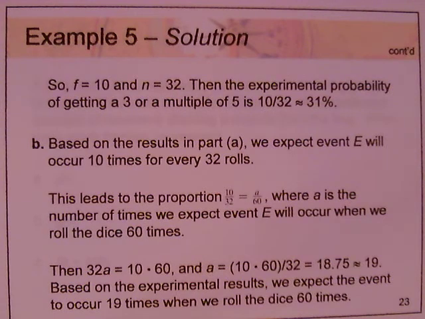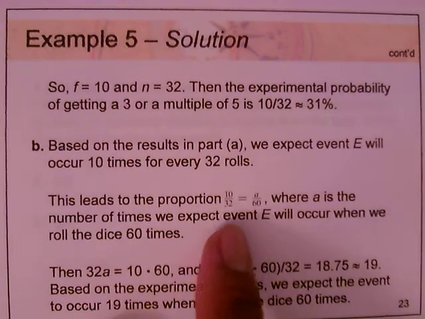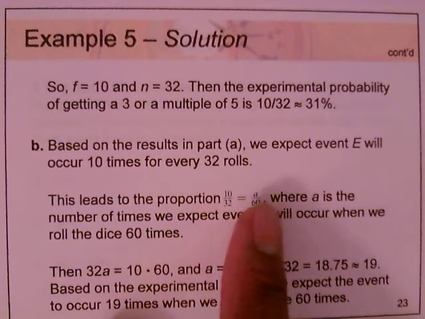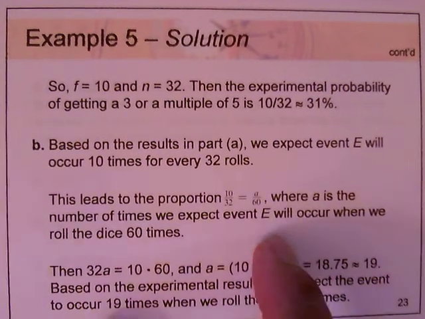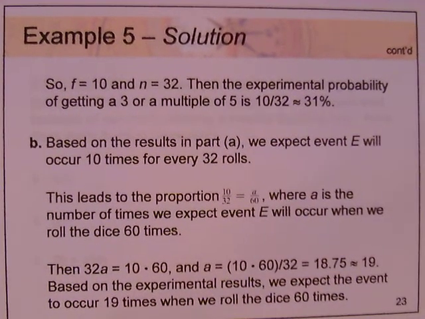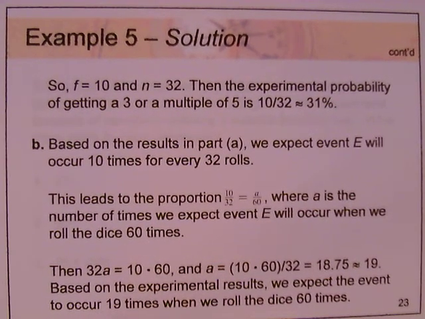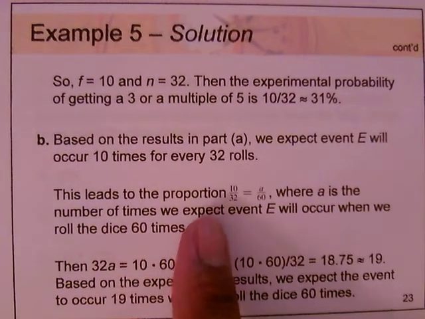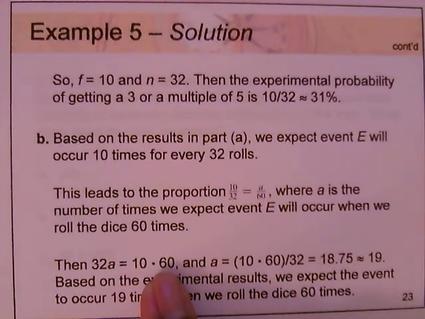And then part B, based on the results in part A, we expect event E will occur 10 times for every 32 rolls. So here we have a proportion. 10 over 32 is going to be equal to A over 60. A is going to be the number of times we expect event E will occur when we roll the dice 60 times. So if you're cross multiplying here, 32 times A will be 32A, and then 10 times 60, which will be 600.